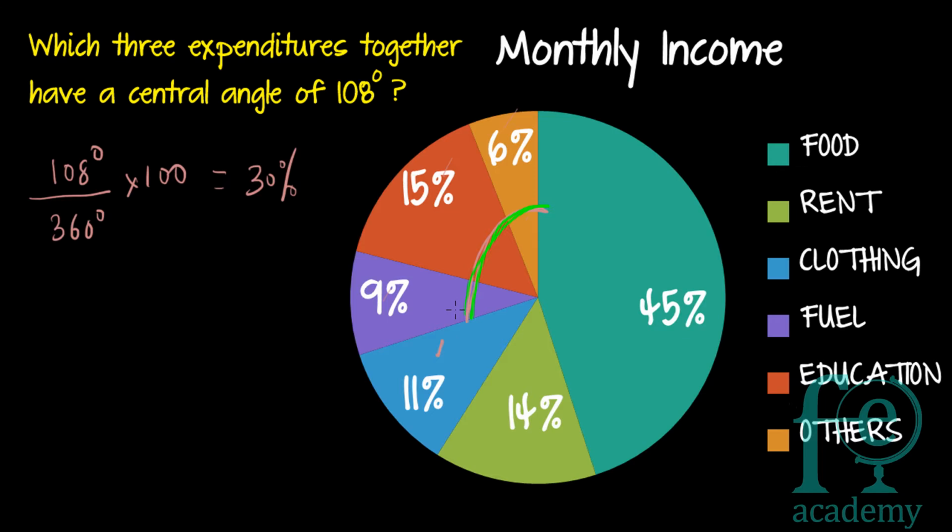So which three values when added together will be giving you 30%? 15 plus 6 is equal to 21 and 21 plus 9 is equal to 30%. So you can say others, then education and fuel. So fuel, education and others together will be giving you a central angle of 108 degree.